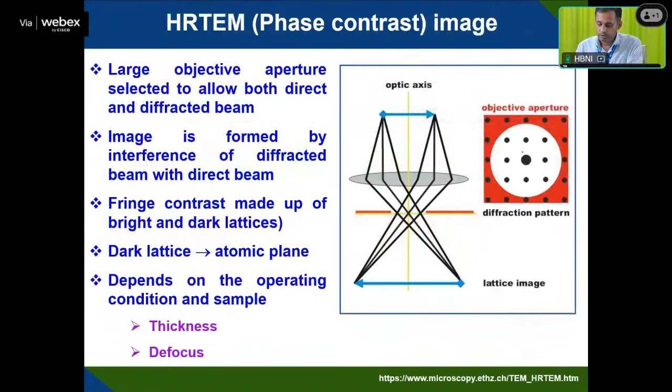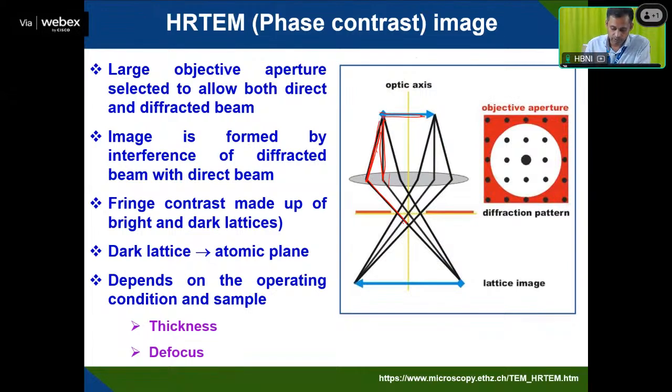You can see here your objective aperture is quite big. So this is the direct beam and this is the diffracted beam coming from the sample surface. Both are considered, and you have a very large objective aperture. Because of the large aperture, you will get much more information, and you are able to see atomic resolution. So the image is formed by interference of the diffracted beams and fringe contrast.